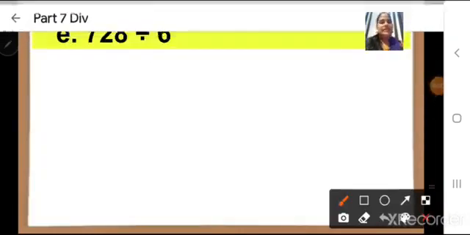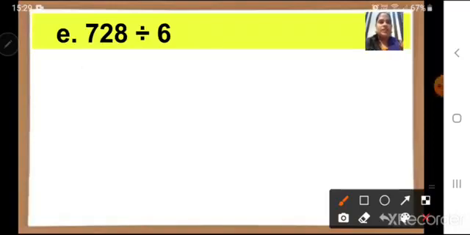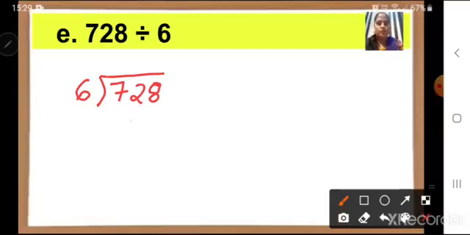Next one is 728 divided by 6. Okay. Children, first make the bracket, write the dividend 728 divided by 6. Let us divide. The first number is 7. It is greater than our divisor, so we can divide. If it is smaller, then we cannot divide. In that case, we have to take the next number also. Okay, 2 digits then we have to take.